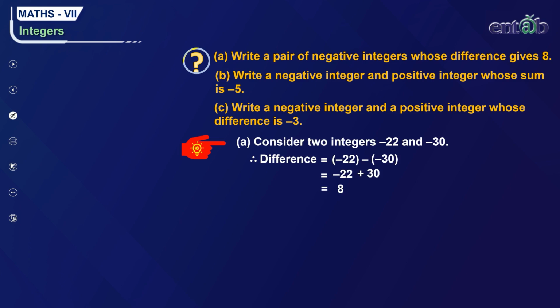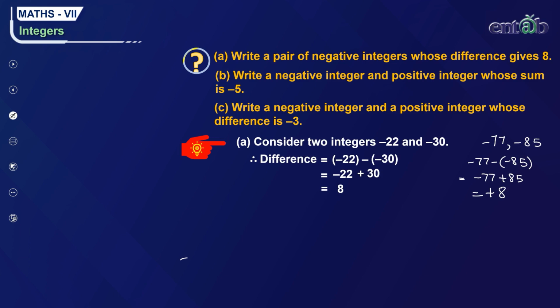Another such pair whose difference comes out to be 8 is minus 77 and minus 85. So, minus 77 minus of minus 85. So, minus 77 plus 85 gives positive 8 as the difference. You can try out more examples like this. Let's go to the next part.